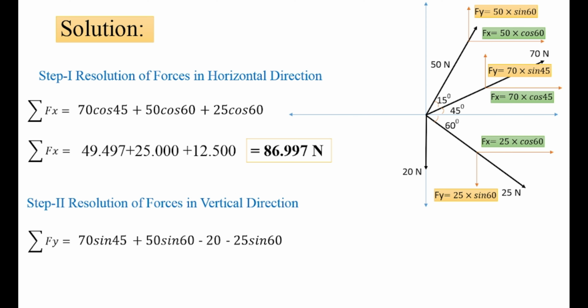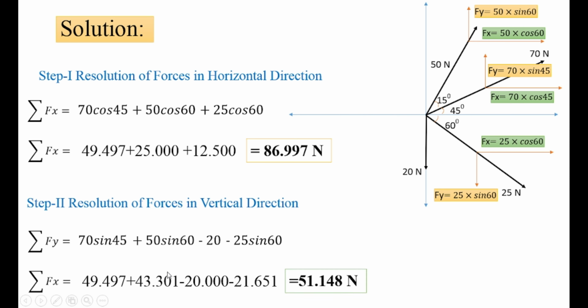For horizontal components, we have considered the direction in the same way: towards right is positive and towards left is negative. And for the vertical component, we have considered upward direction as positive and downward direction as negative. In this way, we have written the equation for the summation of Fy. So this is the answer of summation of Fy, and the final answer we get is 51.148. So this is the value of Fy. In this way, by doing the resolution of forces, we can easily calculate the value of summation of Fx and summation of Fy. If you don't understand it, you can rewatch this video for better understanding.